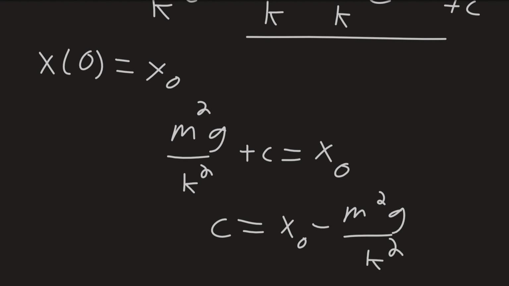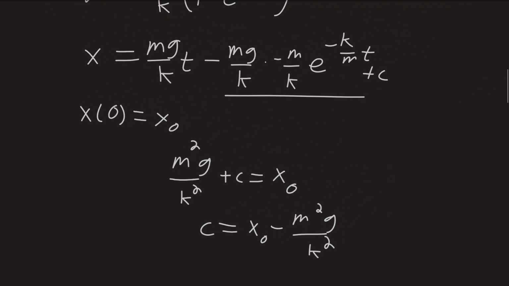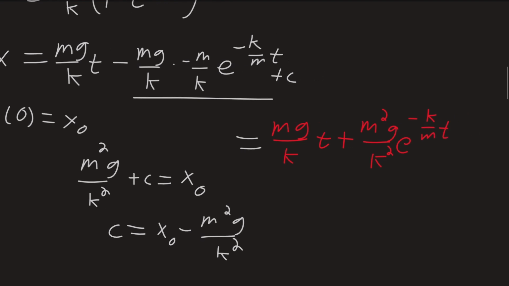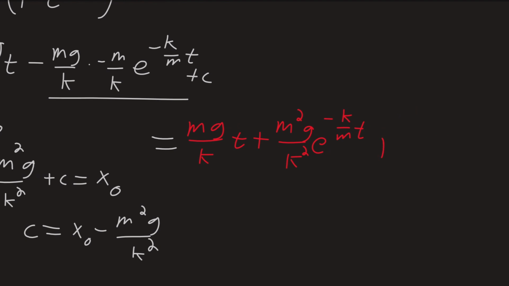Meaning that our position in terms of time is just going to be, I'll write this in a different color now, mg over k times t plus, this time, m squared g over k squared times e to the minus k over m times t plus, this is getting kind of lengthy, I'm sorry, plus x naught minus m squared g over k squared.